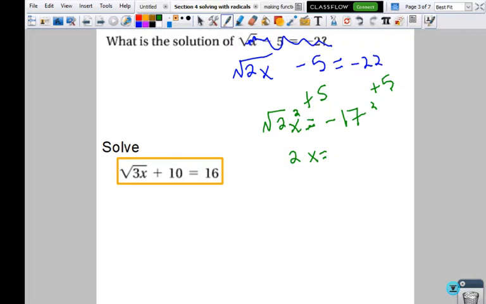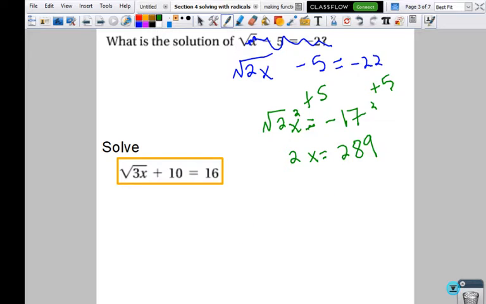Wait, why do we square it? Because we are getting rid of the square root right here. We're getting rid of that square root. That's the opposite of the square. So the opposite of that square root is a power of 2.